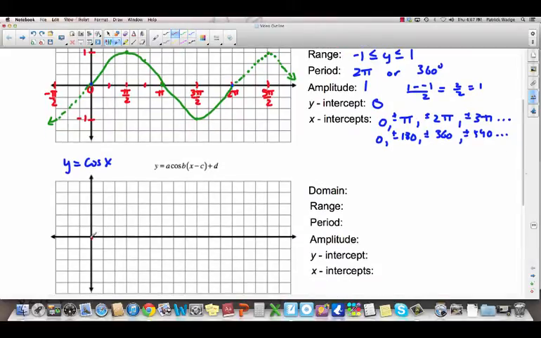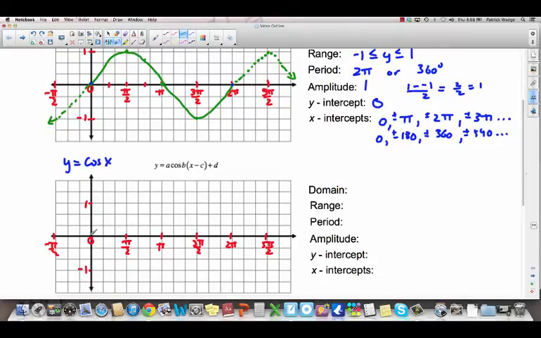So I have 0, go over 3 spots, 1, 2, 3, and I have pi over 2. 1, 2, 3, pi, 1, 2, 3, 3 pi over 2, 1, 2, 3, 2 pi, 1, 2, 3, 5 pi over 2, 1, 2, 3, negative pi over 2. Up 3, you get 1, down 3, 1, 2, 3, you get -1. Okay, we're ready.